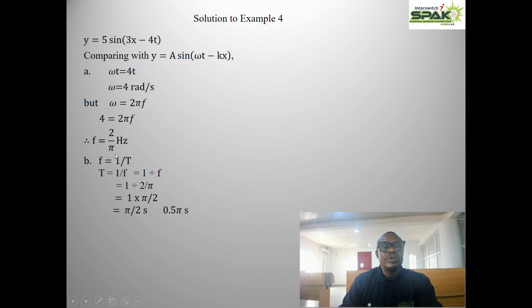Then to get my period, I use the formula 1 over what? T. 1 over the period. So making the period the subject of the formula, I have what? 1 over f. So when you now solve for this, in the long run, finally you have 0.5 pi seconds.